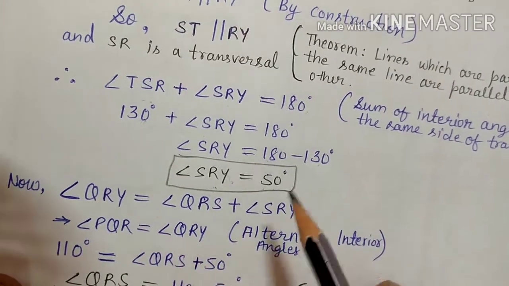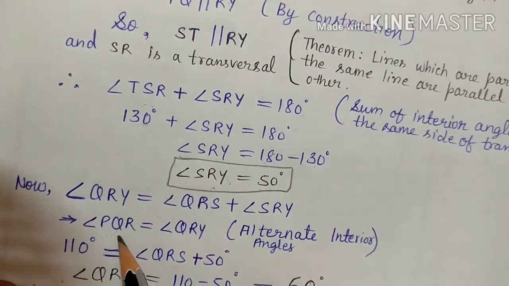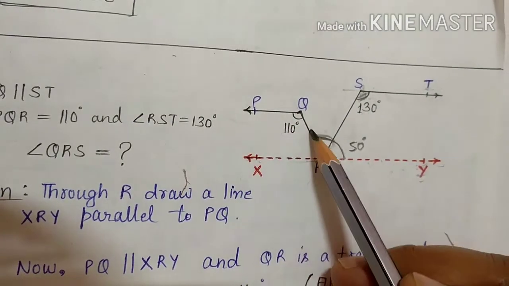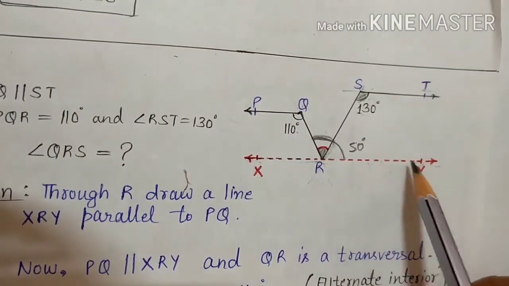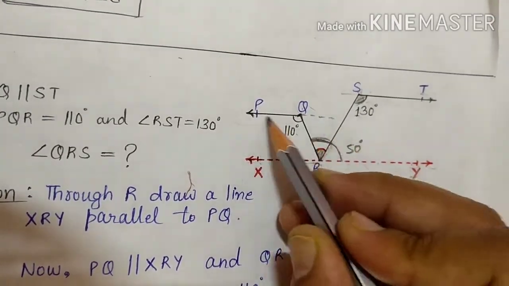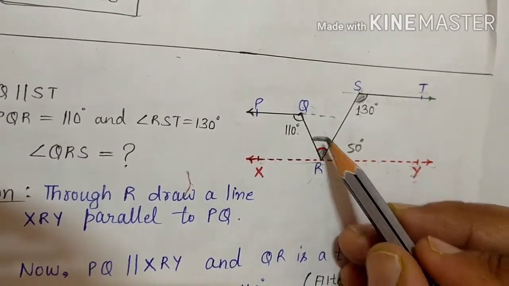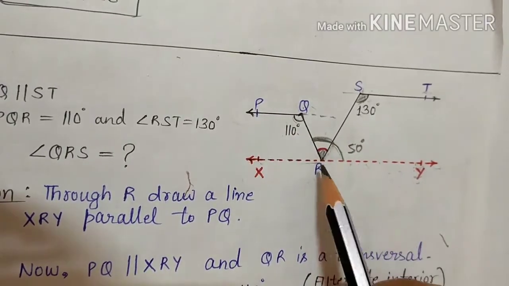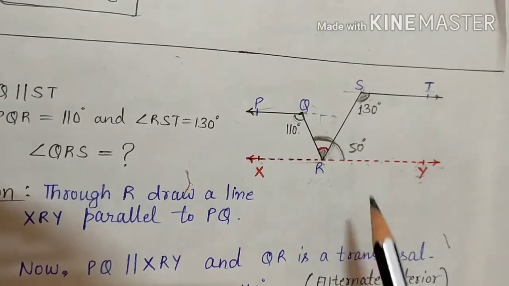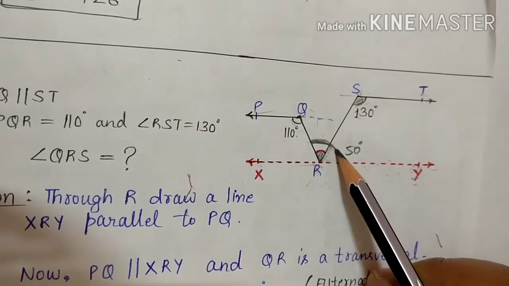Now pay attention to one more thing: angle PQR is equal to angle QRY. See, this angle PQR is 110 and this is QRY. These are alternate interior angles, because PQ is parallel to XY. So this and this are making alternate interior angles. PQR equals QRY. Now PQR is given as 110, therefore QRY is also 110.